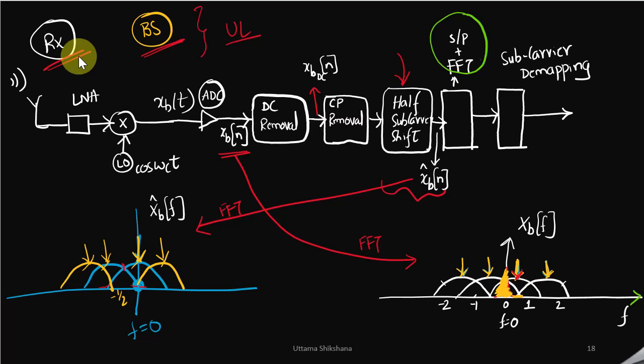So let's say before doing all these operations, if I take this xp of n, and if I take the frequency spectrum of it, then it would look like this, and you will see that the unwanted DC is present at f is equal to 0, and our information is shifted, right? So now I will not do DC removal, but cyclic prefix is required for sure. So after that, if I do the half subcarrier shift, let's say I will get this signal, and if I take the Fourier transform of that, then I will see that this is the spectrum that I am going to get.